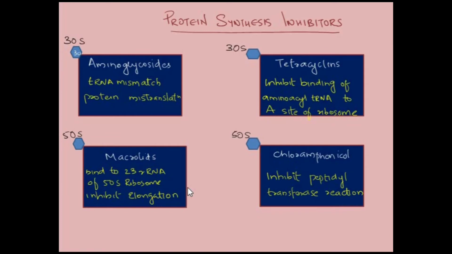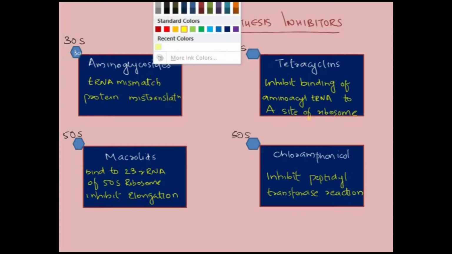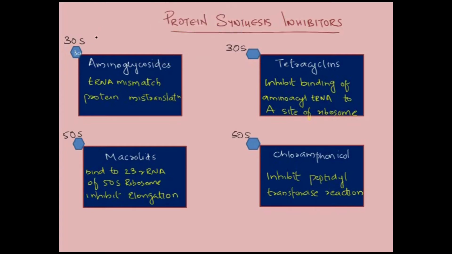Now let's see the action of protein synthesis inhibiting drugs, which are the aminoglycosides, tetracyclines, macrolides and chloramphenicol. So how is the action of aminoglycosides? Aminoglycosides bind to the 30S subunit of the ribosome. Likewise, tetracycline also binds to the 30S subunit, whereas macrolides and chloramphenicol bind to the 50S subunit. You have to remember this. Okay. First, let's see the action of aminoglycosides.